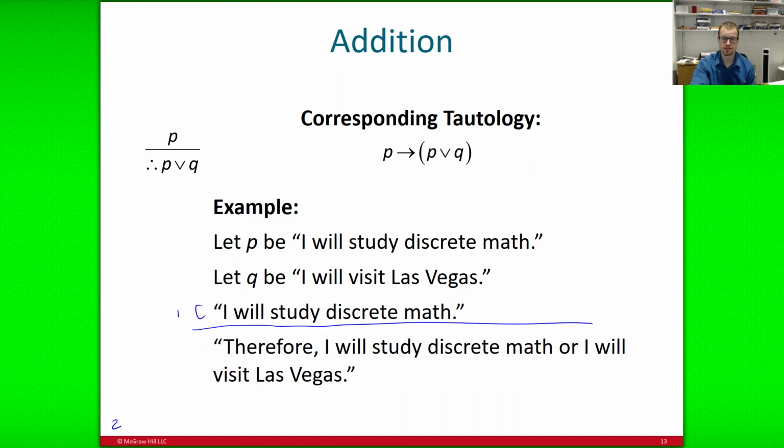All right, I'm assuming that this is true. Our premise. Will you go to Las Vegas? Don't know. Don't really care. I know you're going to study discrete math, therefore I can conclude that one or the other is true, because I know that one of them specifically, that you'll study discrete math, is true.